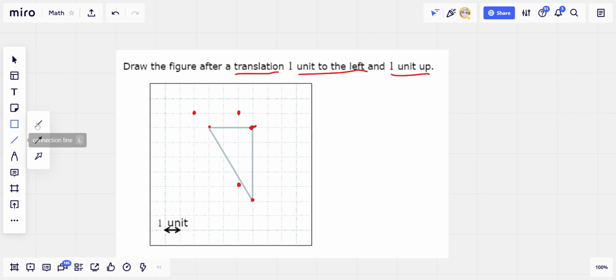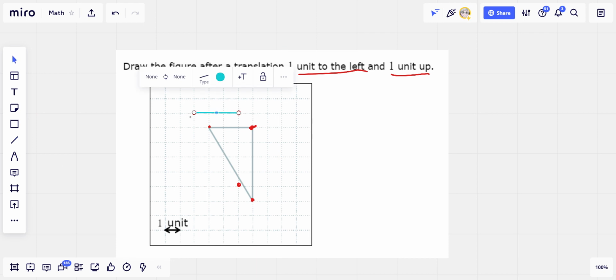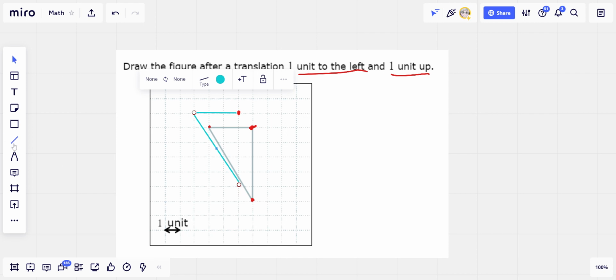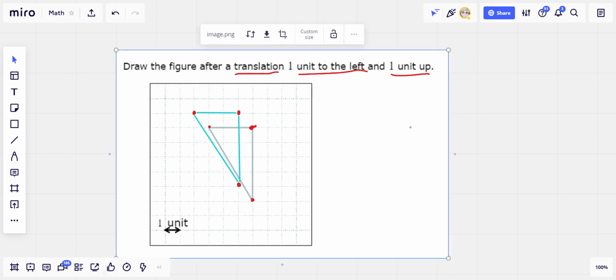And then after that, all we have to do is connect them with lines. Let's see if we can make that happen. Okay. Okay. And one more. Boom. So the blue triangle is our translated figure. It's been translated one unit to the left and one unit up.